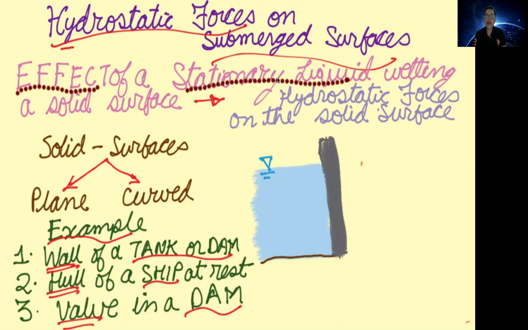This figure shows a column of liquid which could be corresponding to a dam, and we have a vertical surface. This vertical wall can be wall of a dam or it could be wall of a tank.